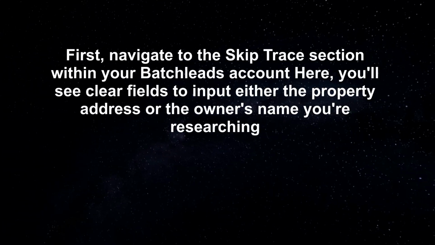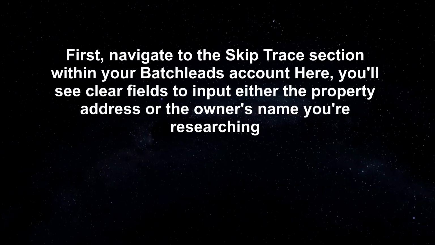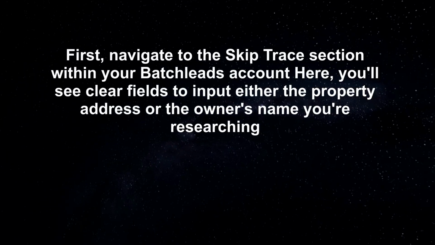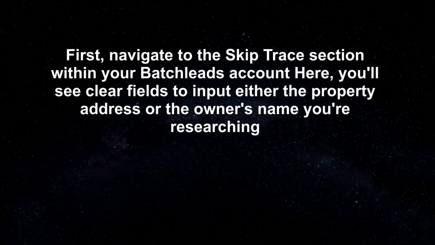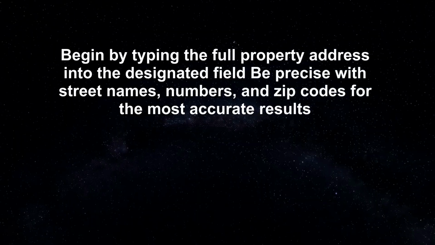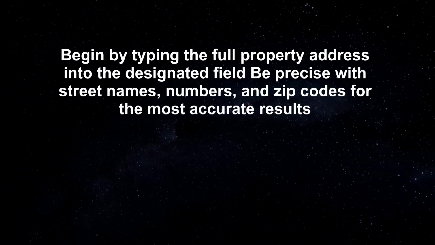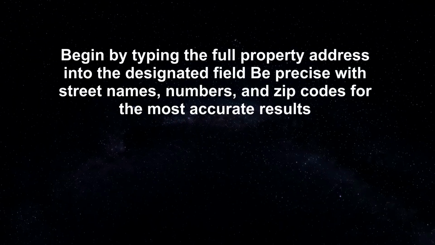First, navigate to the Skip Trace section within your Batchleads account here. You'll see clear fields to input either the property address or the owner's name you're researching. Begin by typing the full property address into the designated field. Be precise with street names, numbers, and zip codes for the most accurate results.